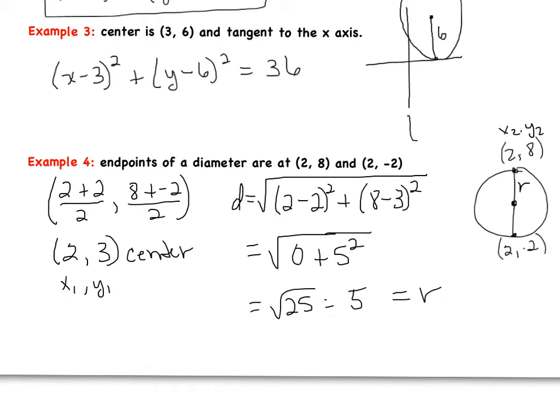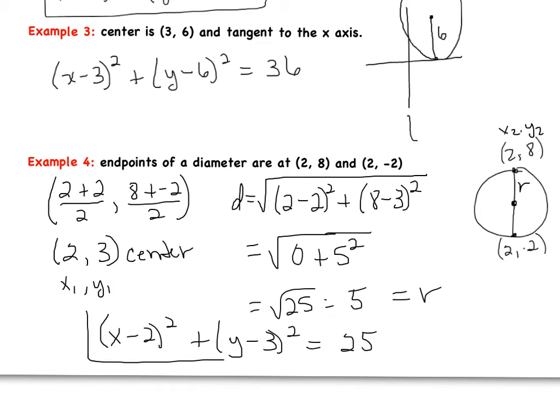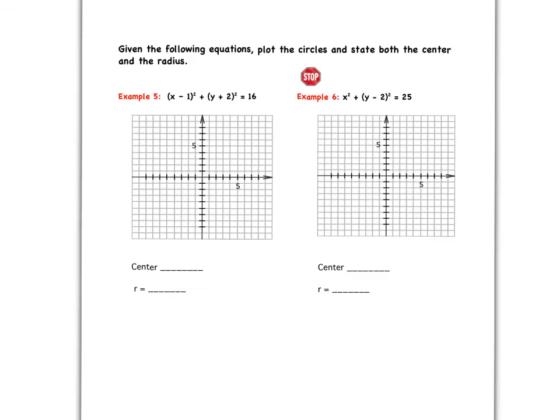So using our center and our radius, we can now write the equation of our circle, x minus 2 squared plus y minus 3 squared equals r squared, or 25. So here is the final answer for the equation of our circle. So let's continue on to the second page.